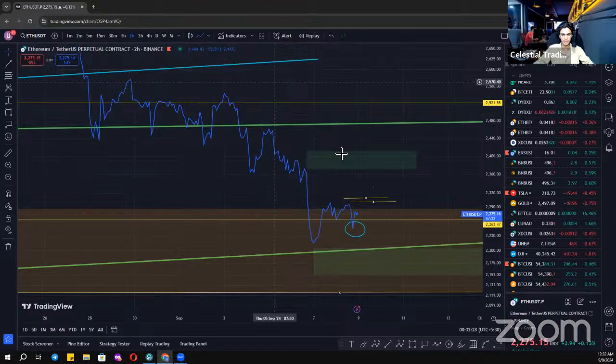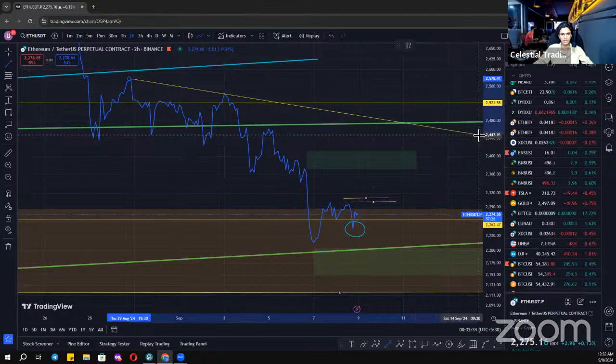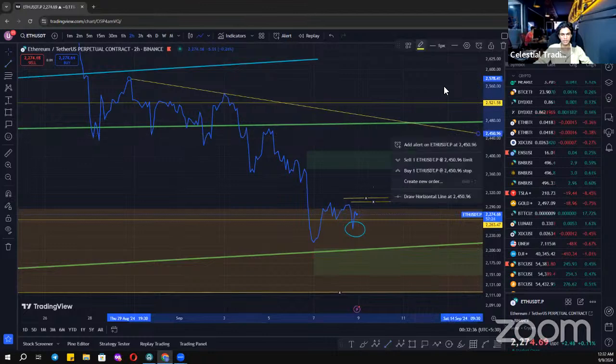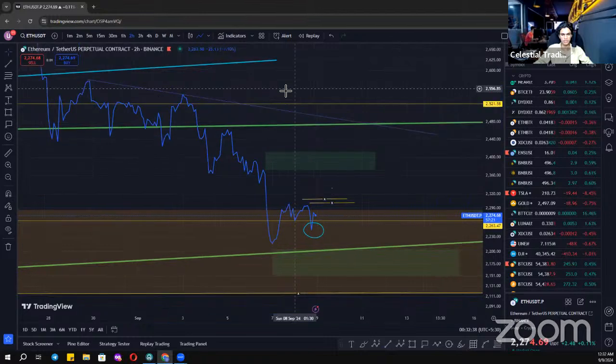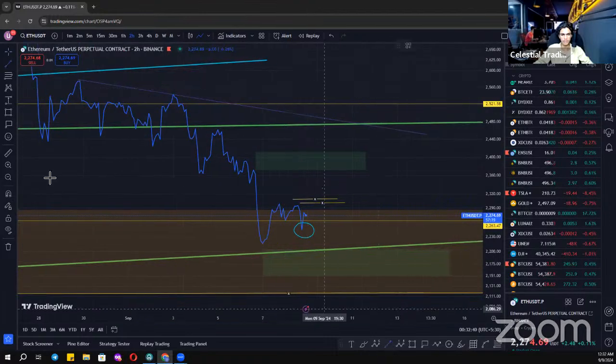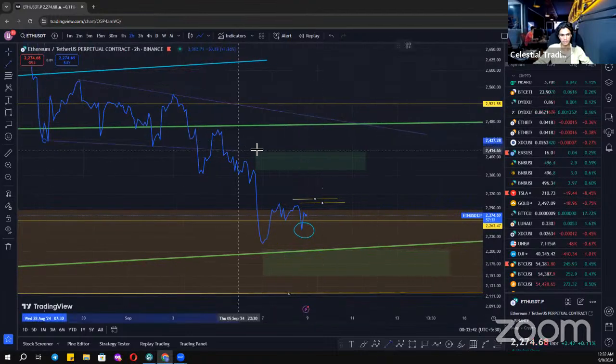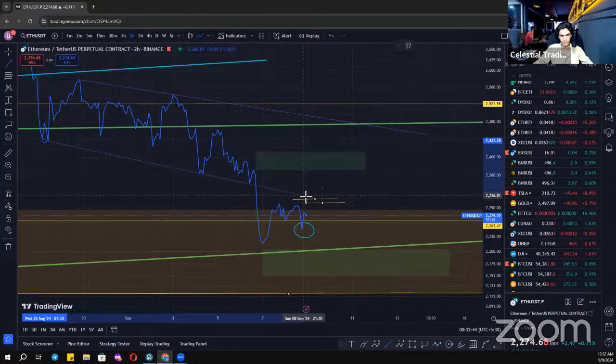And there's another pattern that's visible to my eye. You see, we can draw this trend line, and you can see for yourself. You can see here we have another trend line.